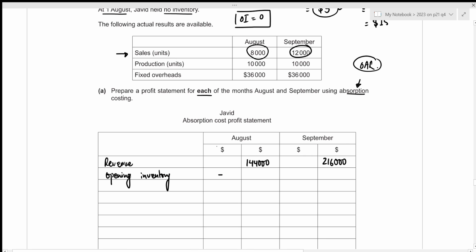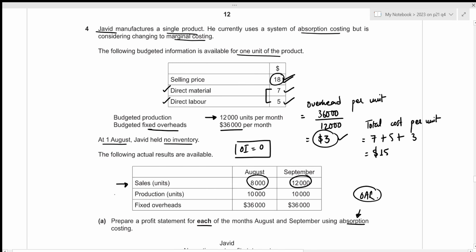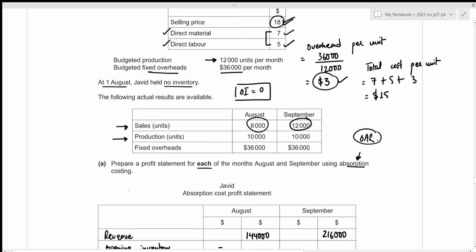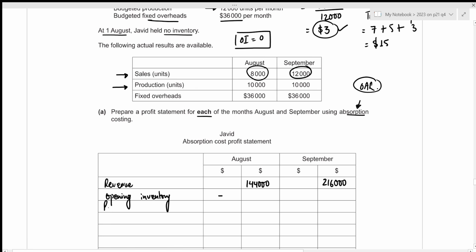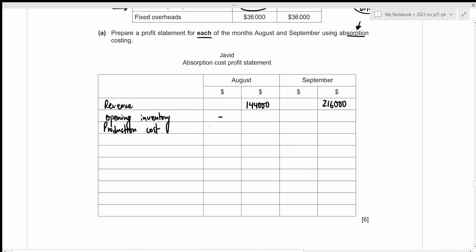Now, after opening inventory, we usually include the purchases. But in this case, we are producing our own goods, right? So rather than purchases, a more appropriate heading would be our production cost. Let's write it down. And this should include the cost of production of the total units produced. And in this case, we've already calculated the total cost per unit. That's 15. So in order to calculate the production cost for the month of August, we just need to multiply 15 to 10,000. So that's just going to be 10,000 times 15, which is 150,000.